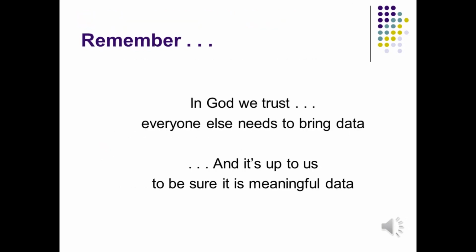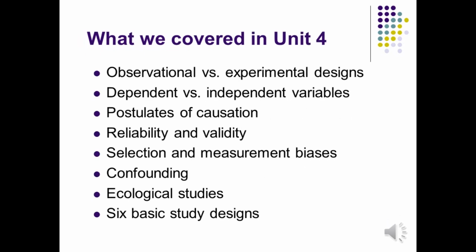That's the end of my quick overview. Remember, in God we trust. Everyone else needs to bring data, and it's up to us to be sure it's meaningful data. What we covered in Unit 5 is an overview of study designs. We related those designs to the postulates of causation and therefore the level of evidence that each one of them provides. We also looked at some related concepts, including a review of independent and dependent variables. We looked at reliability and validity. We looked at various biases and confounding, which is eliminated through randomization.